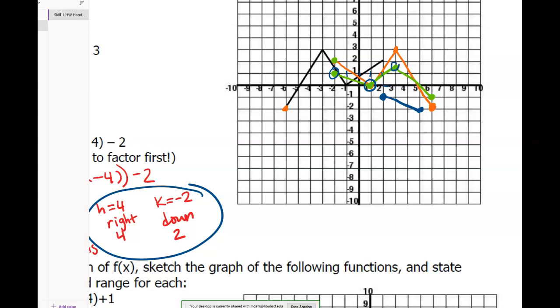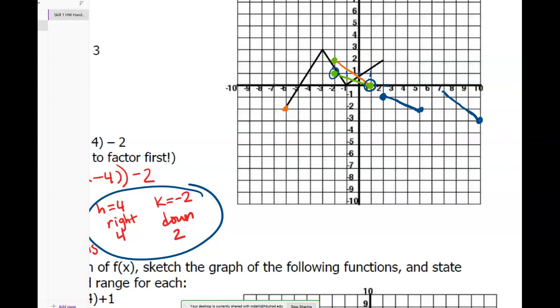So then I'm going to do the same thing with this point up here. I'm going to move it to the right 4 and down 2. So here, and then with my last point down here, I'm going to move it to the right 4 and down 2. And that is my final graph. So I am going to now erase this stuff behind it.